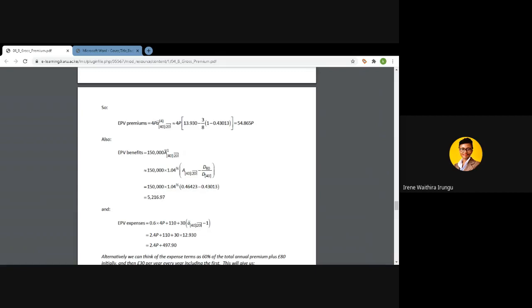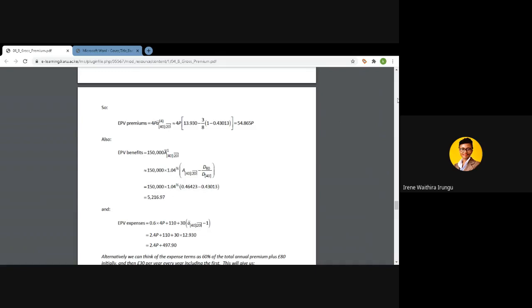Because we are looking at a term contract, we have Ā 40:20 with a stress on 40, so that it means that death must occur before the term is over. Again, using the acceleration factor, we can express this in terms of A 40:20 with the stress on 40, so that this becomes my expression. And the rest is now substituting the correct values from the tables.